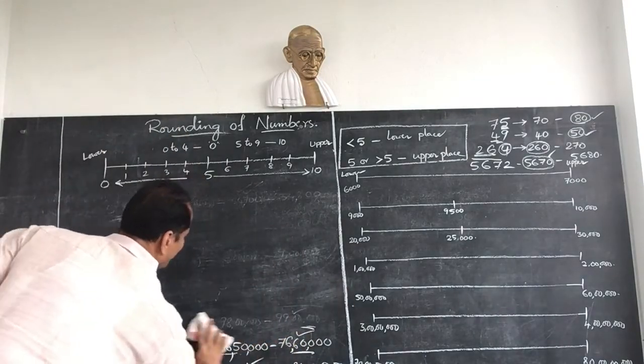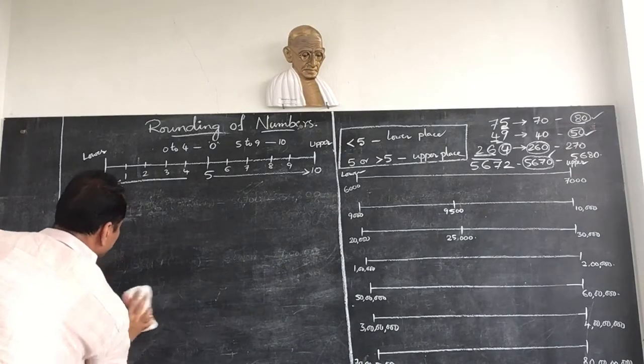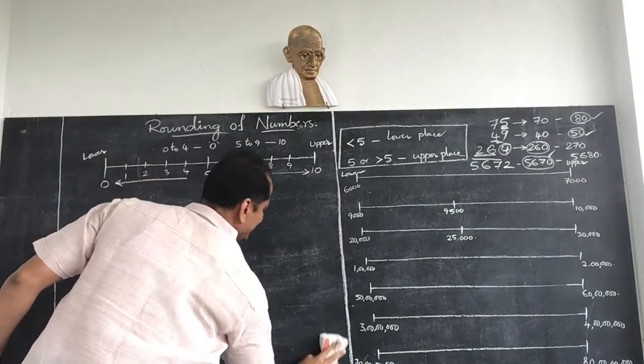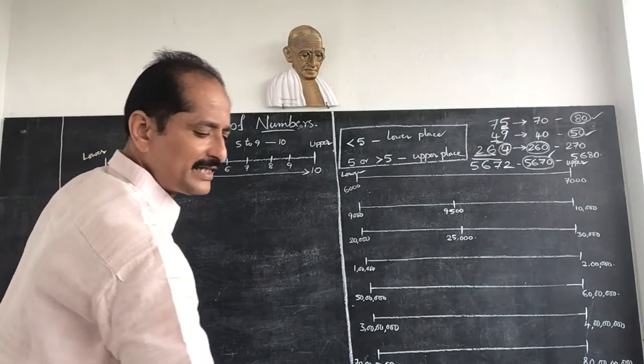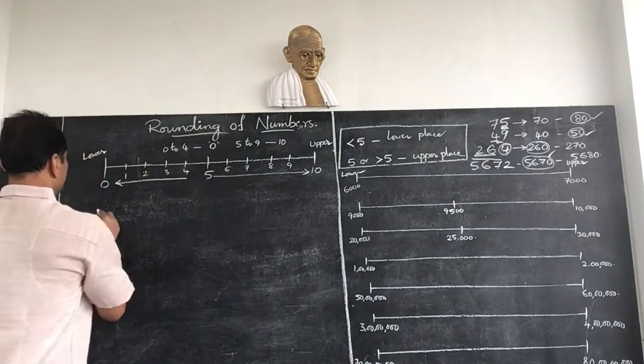So whenever you are rounding to any place, we should see the next lower place than that place. For example, see here.